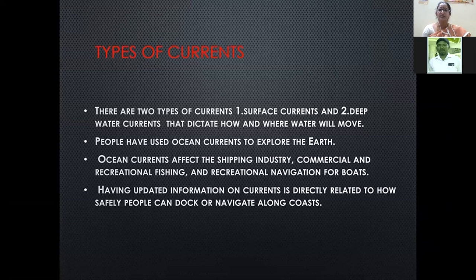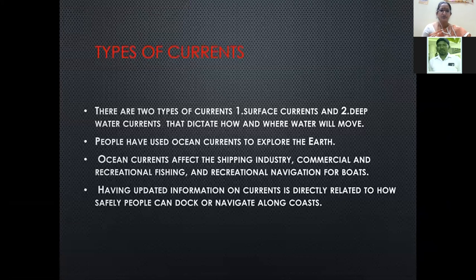Two types are there. One is the surface ocean current, which means we can see it only up to the surface, up to the depth of the continental shelf. And what is the remaining? The deep water current, meaning the 90% which is deep inside. One is the surface current and the second is the deep water current.